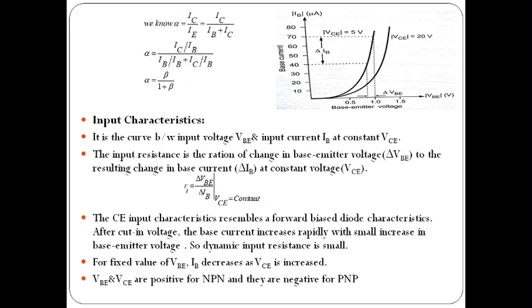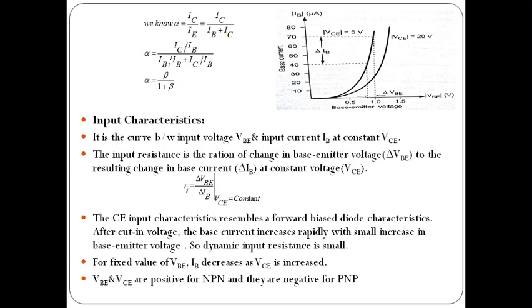Now we'll discuss the input characteristics of common emitter. We already know that input characteristics are always drawn between the input current and input voltage, considering the output voltage as constant. Here the input voltage is VBE, the input current is IB, and the output voltage is VCE, which we consider constant. You can observe the input characteristics of common emitter. They look like your common base input characteristics.